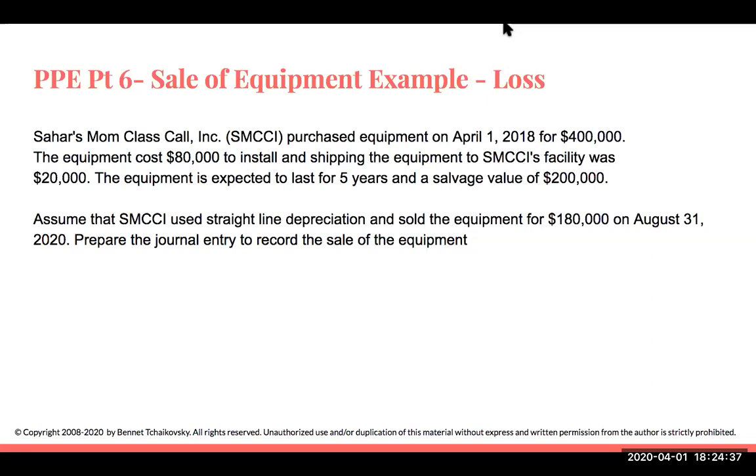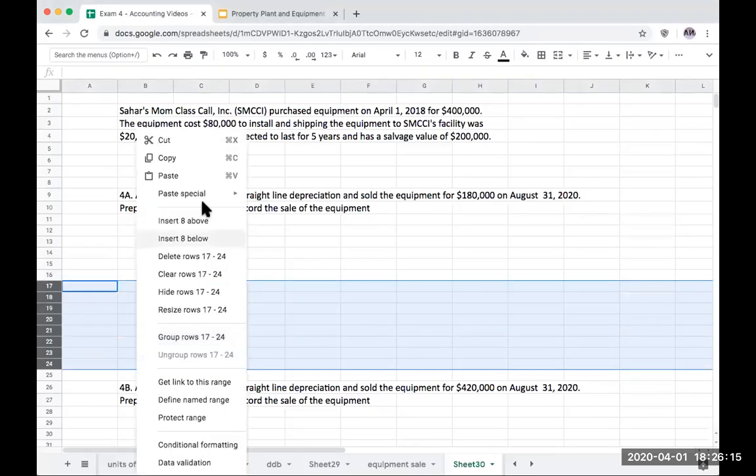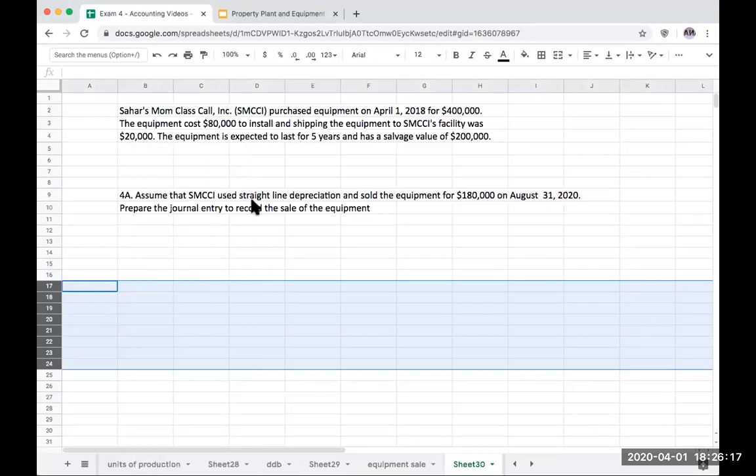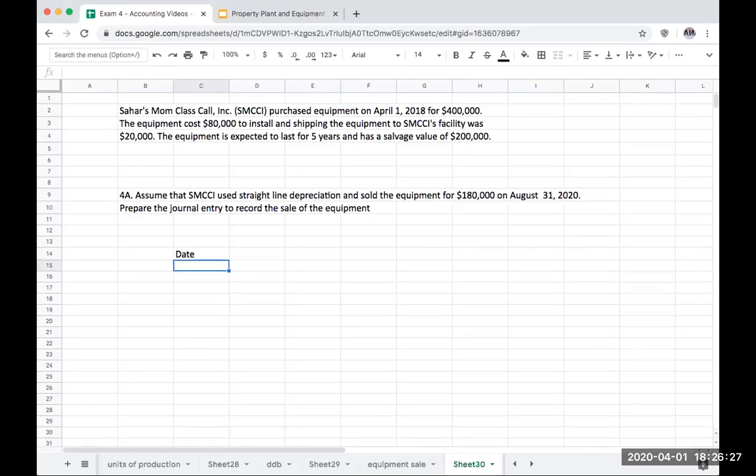So let's go ahead and take a look at this right now. Okay, we're going over here to our very first scenario, which is to assume that they use straight line and they sold the equipment for $180,000 on August 31st. Prepare the journal entry to record the sale of the equipment. So here, my date of sale is going to be 8/31/20.